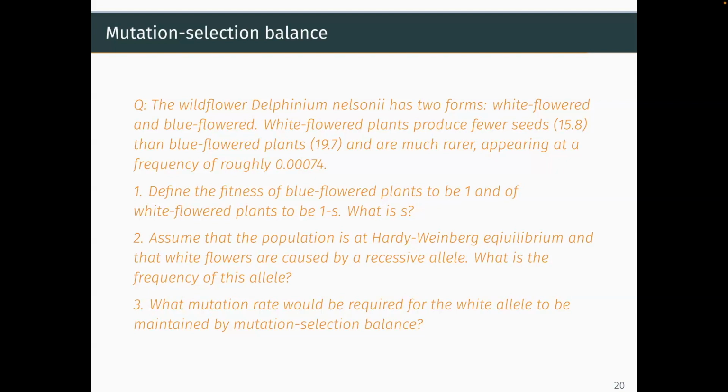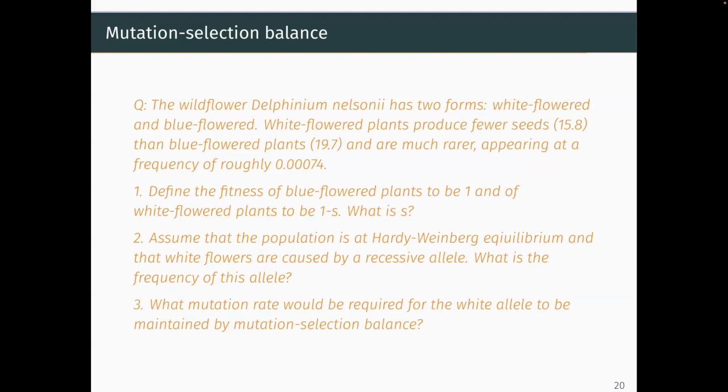You're asked to define the fitness of blue flower plants to be 1 and of white flower plants to be 1 minus S, because this is deleterious, as they're producing fewer seeds. It's not deleterious like before, killing all the individuals. It's just that there's a fitness disadvantage of being white. Maybe pollinators prefer the blue flower plants and so visit them more often. So the first part, you want to work out what S is. Think about what it means for this to be a selection coefficient, thinking about the relative production of seeds by these different plants.